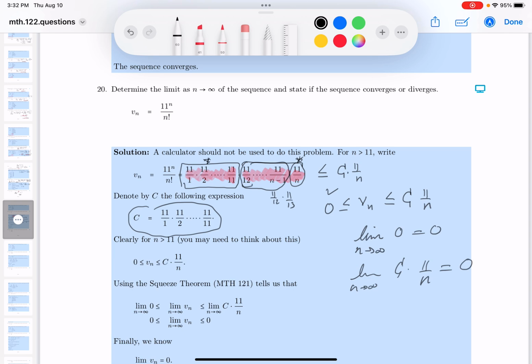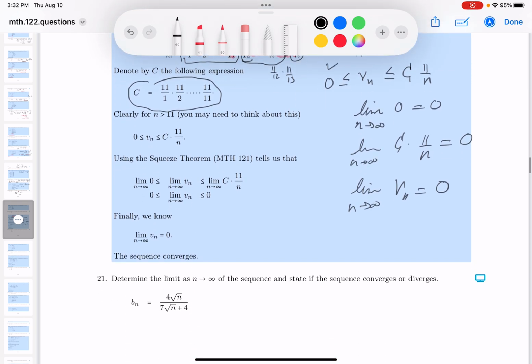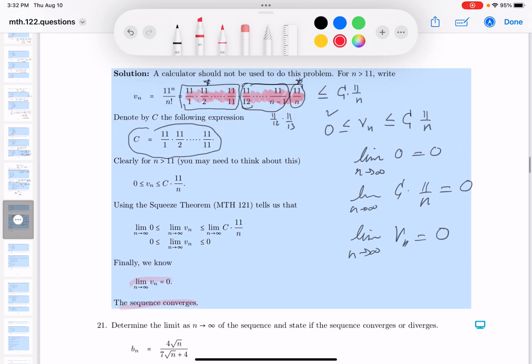Again, C is some finite number. A finite number times 11 is a finite number, and n is growing without bound, so it goes to 0. What do I now know? I know by the squeeze theorem that the limit as n goes to infinity of Vn is equal to 0. All right? So the sequence's limit is 0, and the sequence converges. Again, we're hoping you can read through the notes and make sense of what's being presented to you.